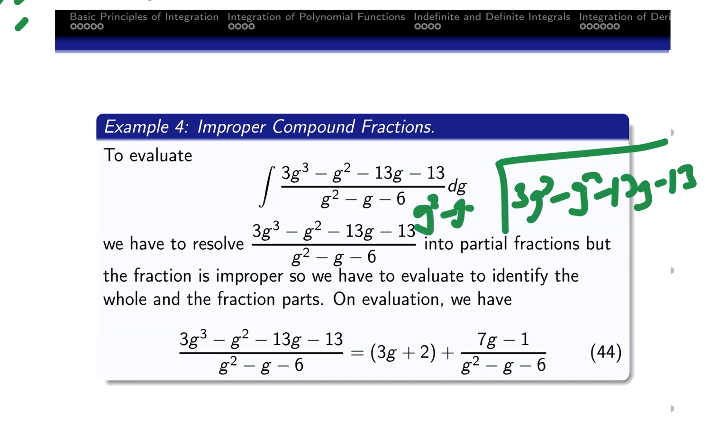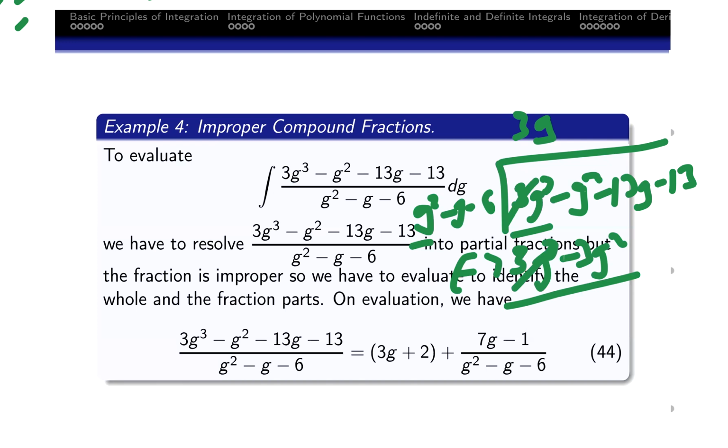Okay, so you now take g squared in 3g cubed, you have 3g. So 3g times g squared, that's 3g cubed. 3g times minus g, that's minus 3g squared. Now you try to subtract. So 3g cubed cancels 3g cubed. So minus g squared minus minus 3g squared, that is 2g squared.